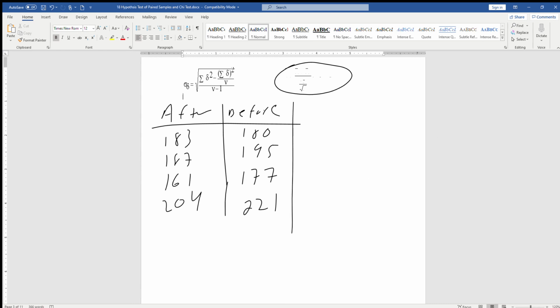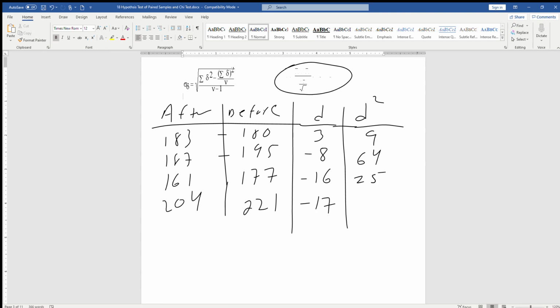So the difference D is just going to be subtracting. So 183 minus 180 is 3. 187 minus 195 is negative 8. 161 minus 177, that's going to be negative 16. And then 204 minus 221 is negative 17. Finally, we're going to find D squared. Now D squared, we're going to square each of the numbers in the previous column. Remember, whenever we square a number, it becomes positive. So our numbers should be 9, 64, 256, and 289.